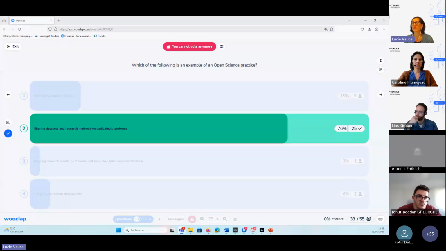Sharing data sets and research methods on dedicated platforms. Yes, indeed, publishing a research article is not sufficient. You have to do it on dedicated platforms, and you can do it all along the project, not only after the commercialization. And of course, it is open science, so there is no closed access data source. They are open access data sources.